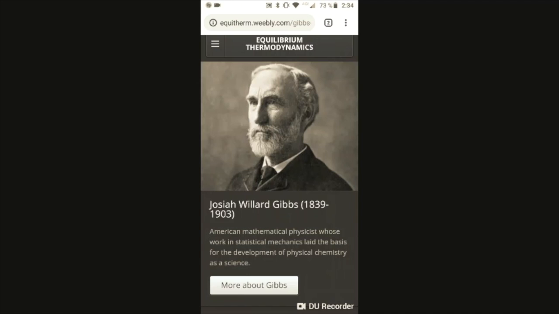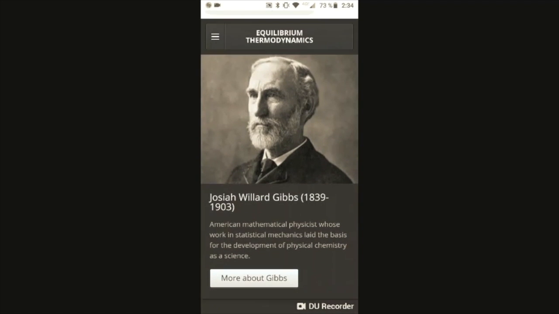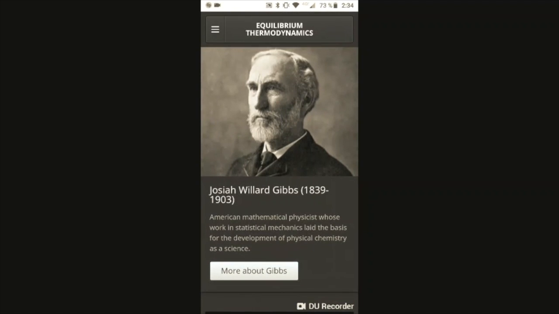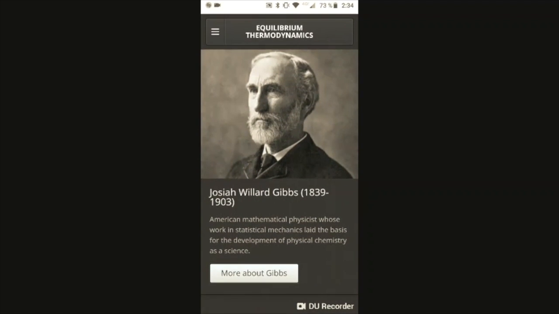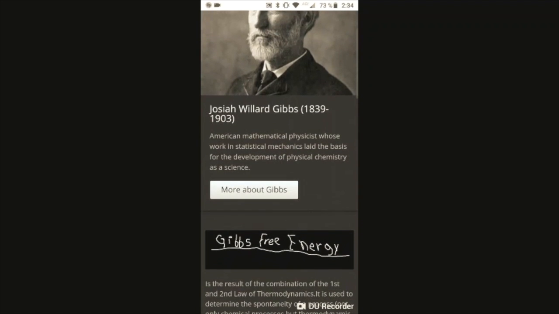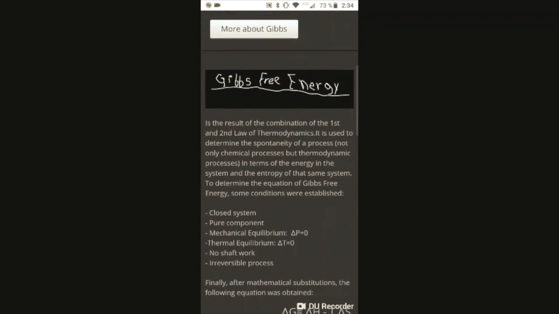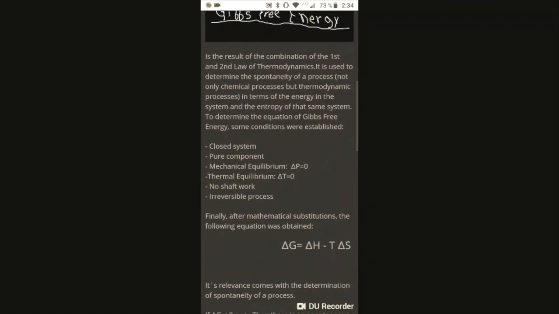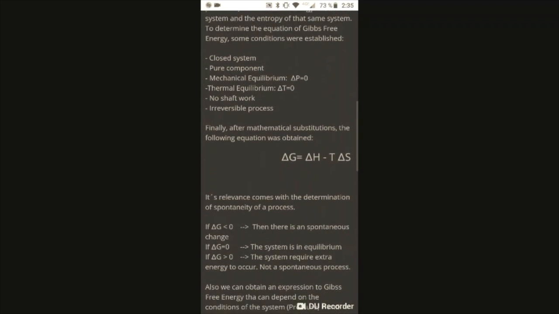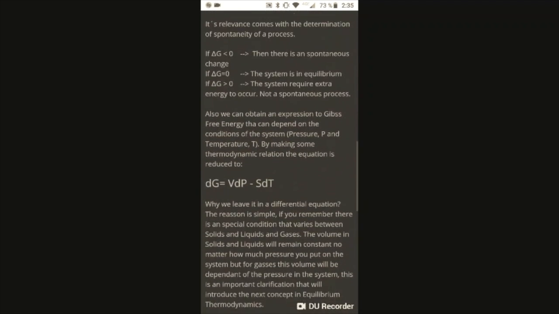In this section of the website, we are going to learn about the Gibbs free energy. In the first section of the page, we can learn about the biography of Joseph Willard Gibbs. Then we will understand what the Gibbs free energy is, and what conditions are established to determine the equation, which is below. Finally, there is a video summary explaining everything about laws of thermodynamics and of course the Gibbs free energy.